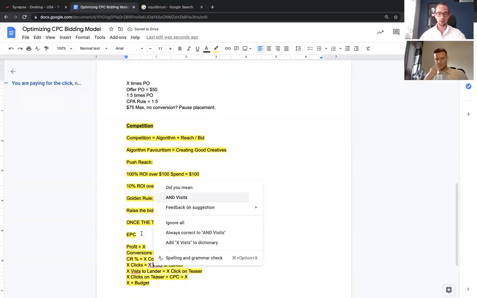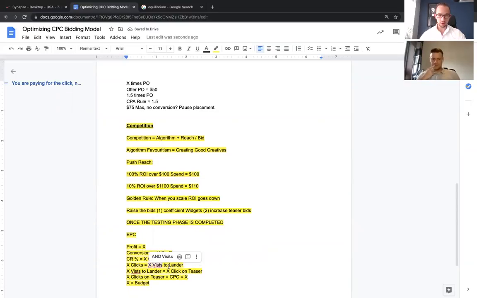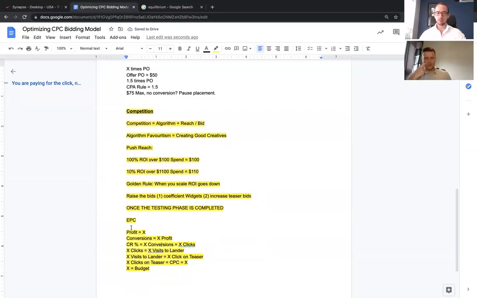Does that make sense? Yes or no? Yes, makes sense. Okay, sweet. Clicks to the offer, CTR rate as well. Would that be added in? Yeah, that would be in between here. So the difference between these two is the LP CTR. Is that what you mean? Yeah.